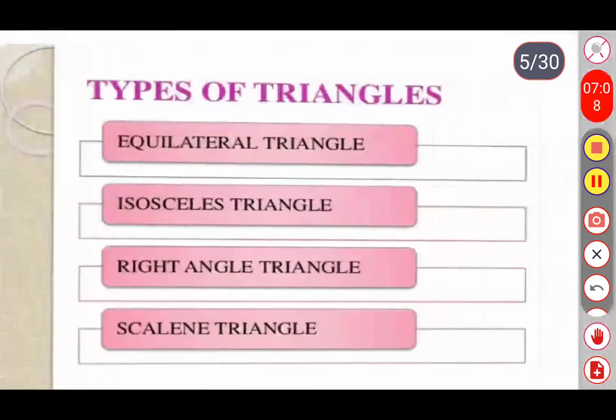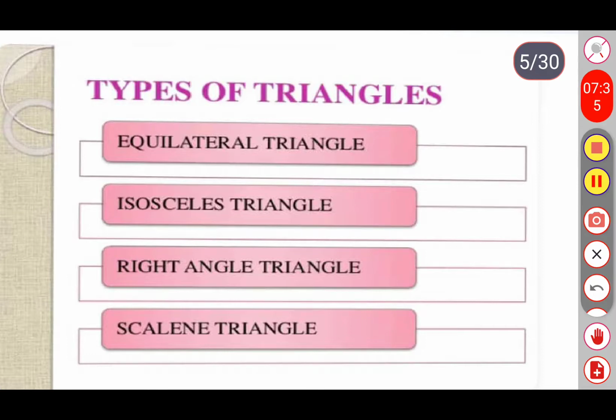Next one, types of triangles, because in this chapter we are finding the area of triangles. For different kinds of triangles, we are going to find the area of the different kinds of triangles. So the triangles are classified on the basis of two points. First one, on the basis of sides, we are classifying 3 triangles. On the basis of angles also, we are classifying 3 triangles.